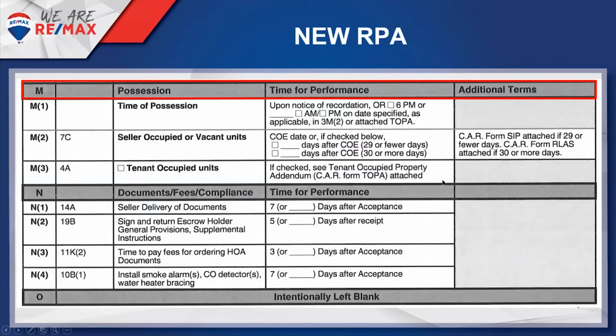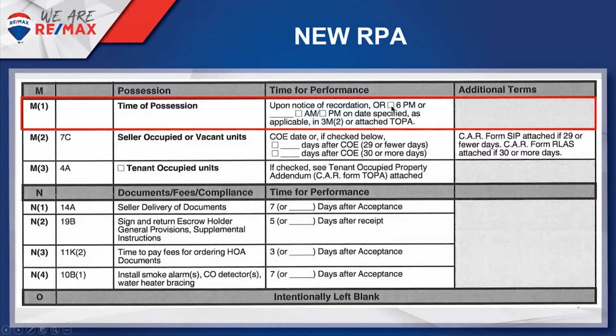Okay, so picking up where we left off, paragraph 3M in the grid. So 3M talks about possession. And so possession, there's been a change from the old RPA. The boilerplate in the old RPA said 6 p.m. on the day recorded. That was a change from the one from 14. They went back to the old time frame. And so now the default is possession upon notice of recording. So when you're notified by title company that it is recorded, then possession starts at that time.